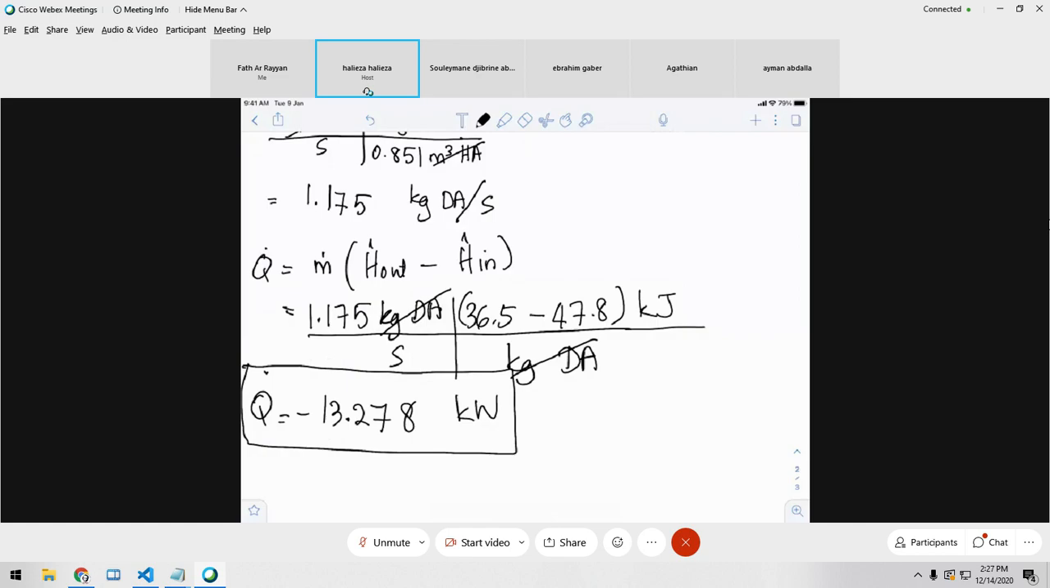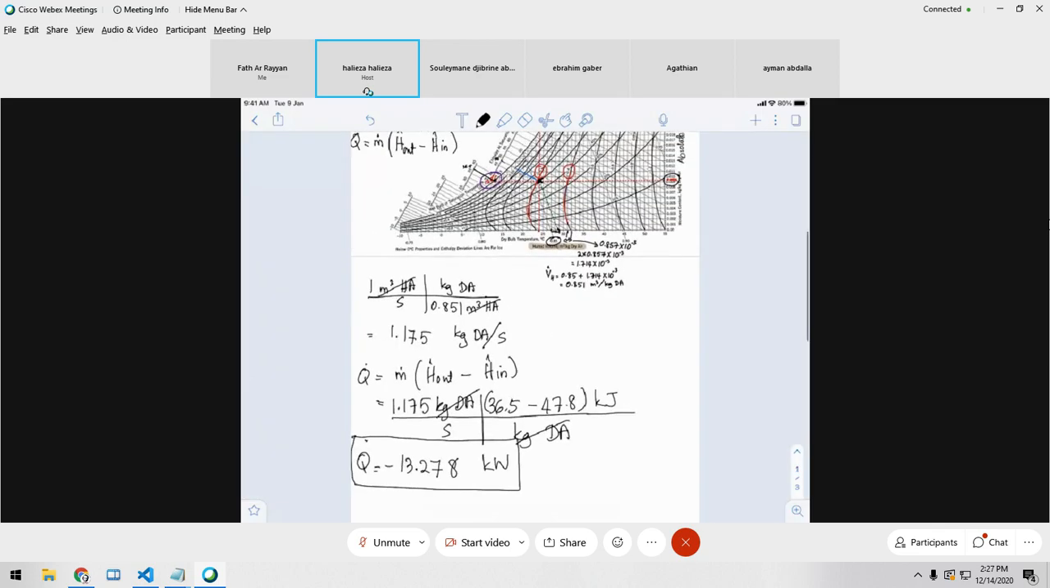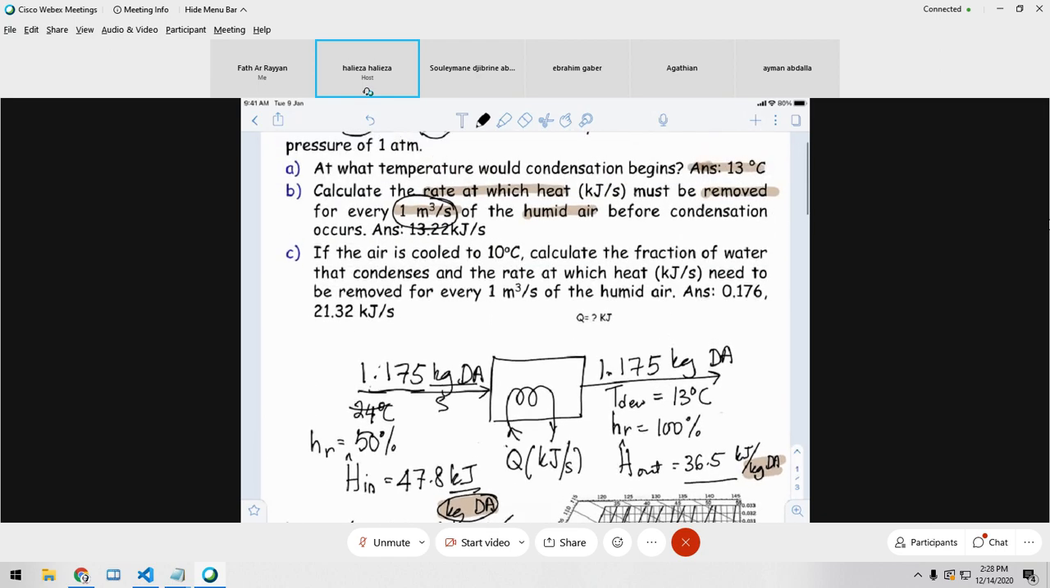This is actually like an air conditioning unit. You cool down the temperature of the inlet air until it drops to the dew point. That's when you start having drops of liquid coming out. Okay, so that's the amount of heat that needs to be removed. So that's the second part of the question. Let's look at the third part. Now, if you're going to further cool it down to 10 degrees C, what's the fraction of water that will condense? And what's the amount of heat that you need to remove for the same amount of 1 meter cubic of humid air?